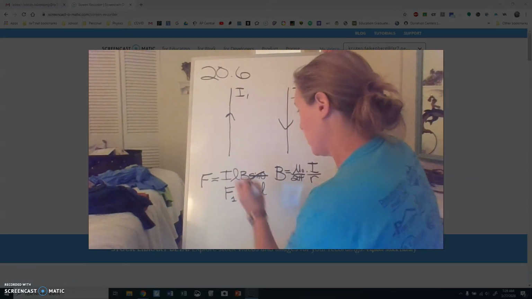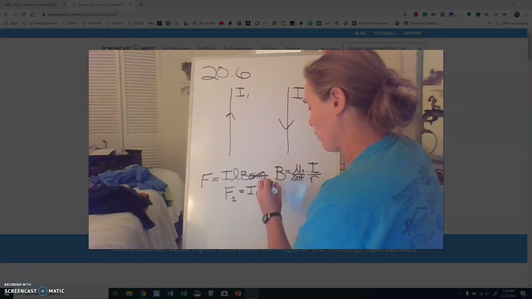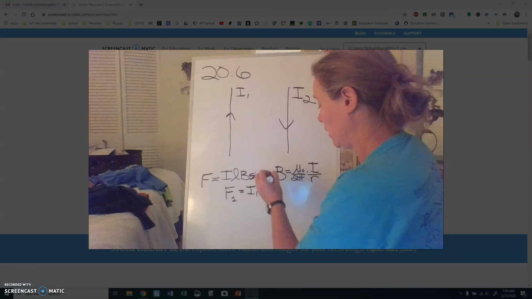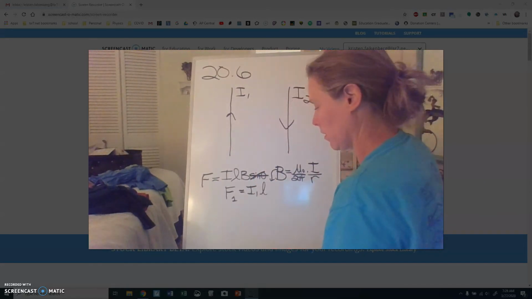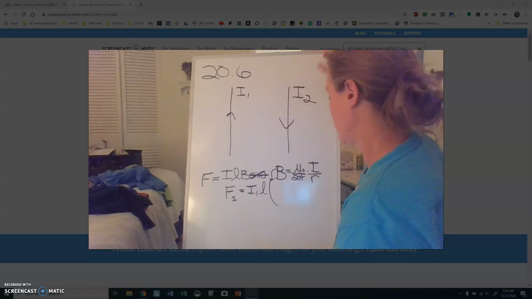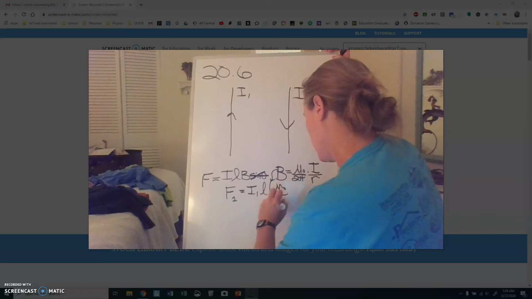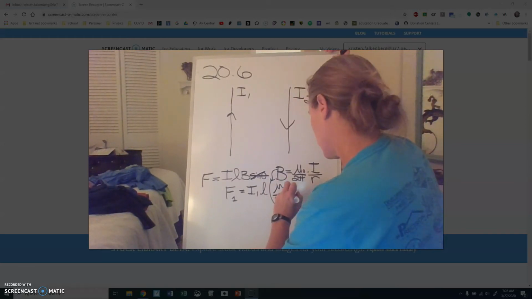and the length of it. Now we're going to assume the length is equivalent. But the field, what is that field? Well, it is this field, okay? So this field is produced by I2. Now what is I2? That is mu naught, just a constant, over 2 pi, just a constant.